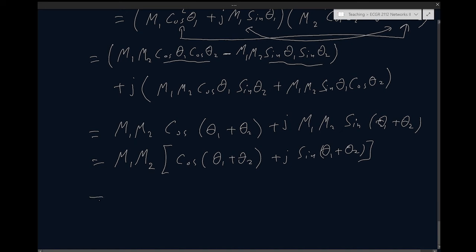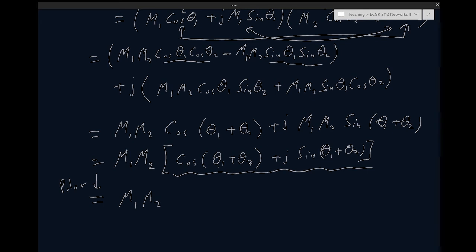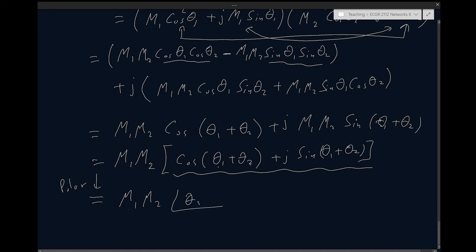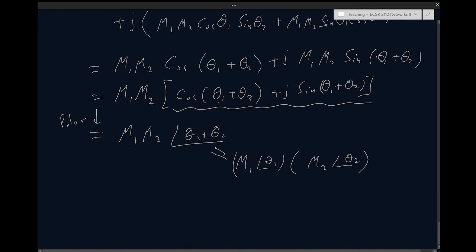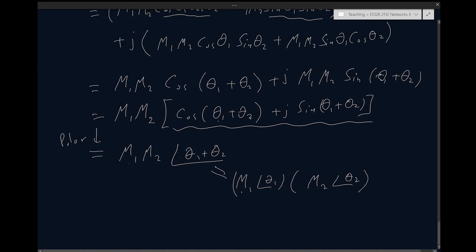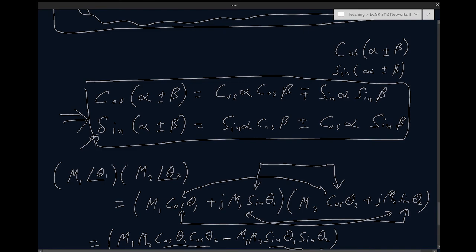In polar representation, if I transfer this to polar, this is equal to M1 M2. And what is this? This is the representation of some complex number that has an angle of theta 1 plus theta 2, right? And remember, if we have a complex number with a magnitude and an angle, in rectangular representation it's going to be that magnitude times cosine plus j sine, right? So this is a number with a magnitude M1 M2 and an angle of theta 1 plus theta 2. So in this sense, we say that multiplication is simpler in the polar representation, because all we need to do is multiply the magnitudes and add the angles. All right, that's it. And we derived this just using the basic trigonometric identities.